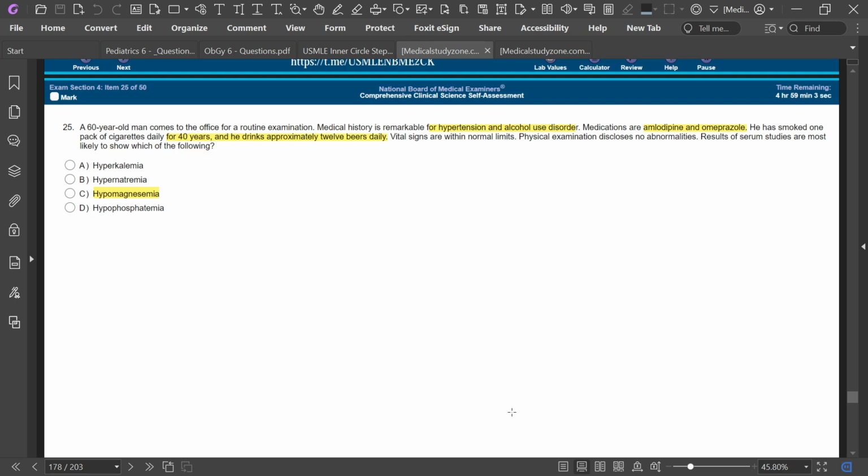What is your diagnosis? Like alcohol use disorder, I don't know. Yes, alcohol causes which electrolyte to be low? Oh, jeez. I feel like this is a fact that I knew, but I don't remember it now.